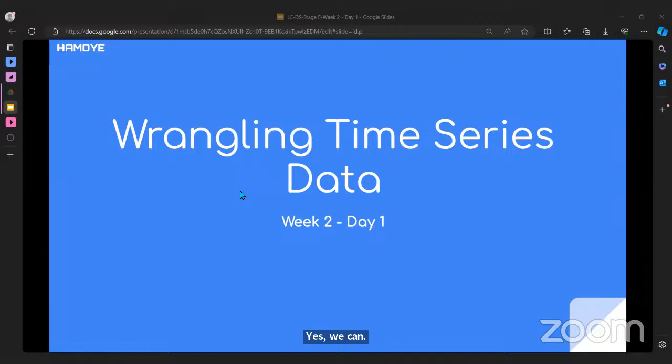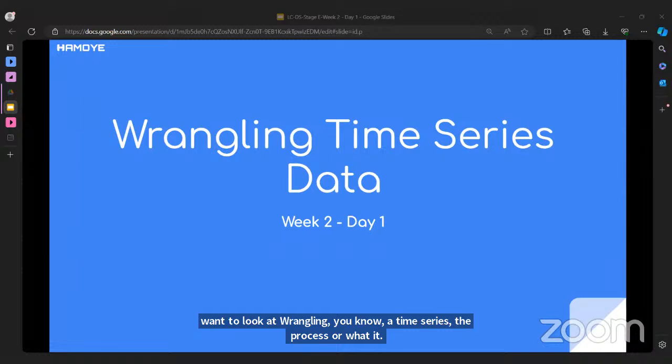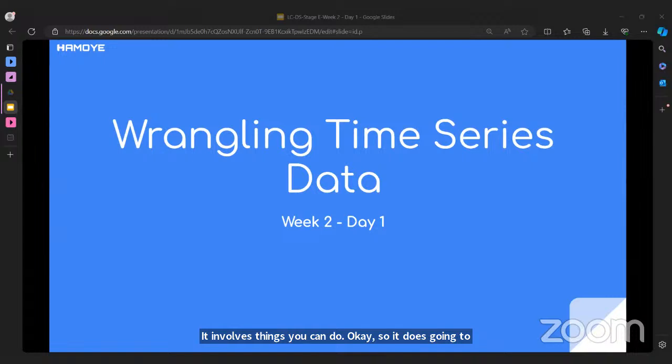All right. So today we want to look at wrangling time series data. It's more like the process you need to follow to make sure that you arrive at an accurate result and good predictions. We want to look at the process, what it involves, the things you can do. So that's going to be our focus for today: data cleaning, transformation, resampling and handling missing values. All these steps are crucial for preparing our data for analysis and forecasting.